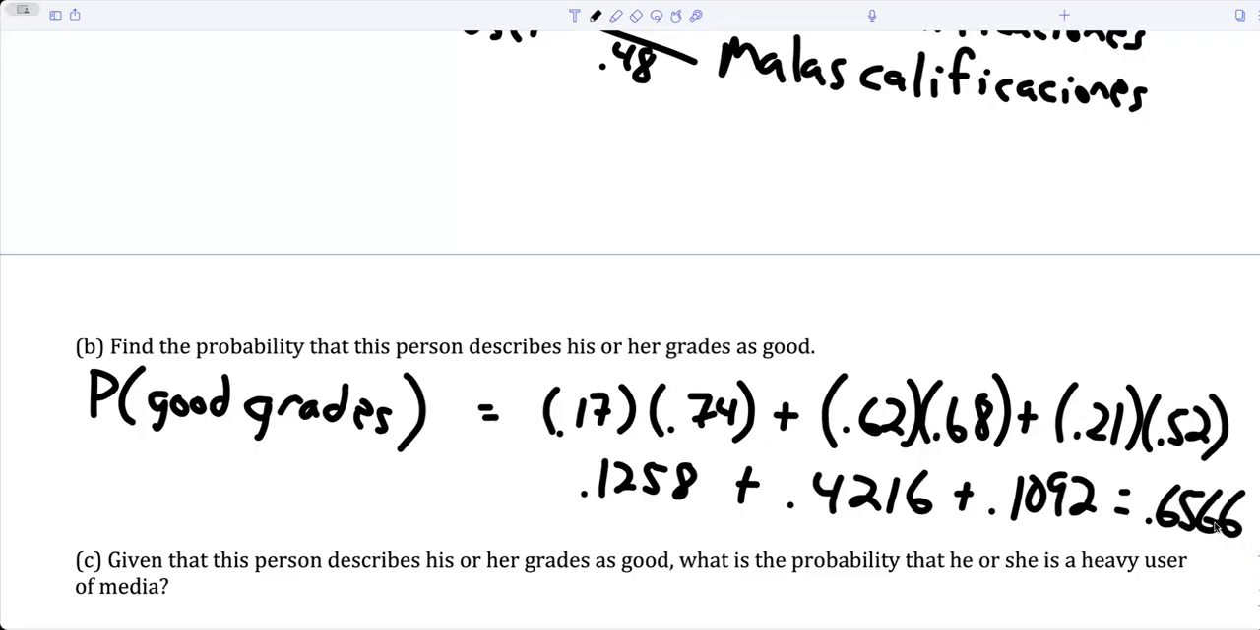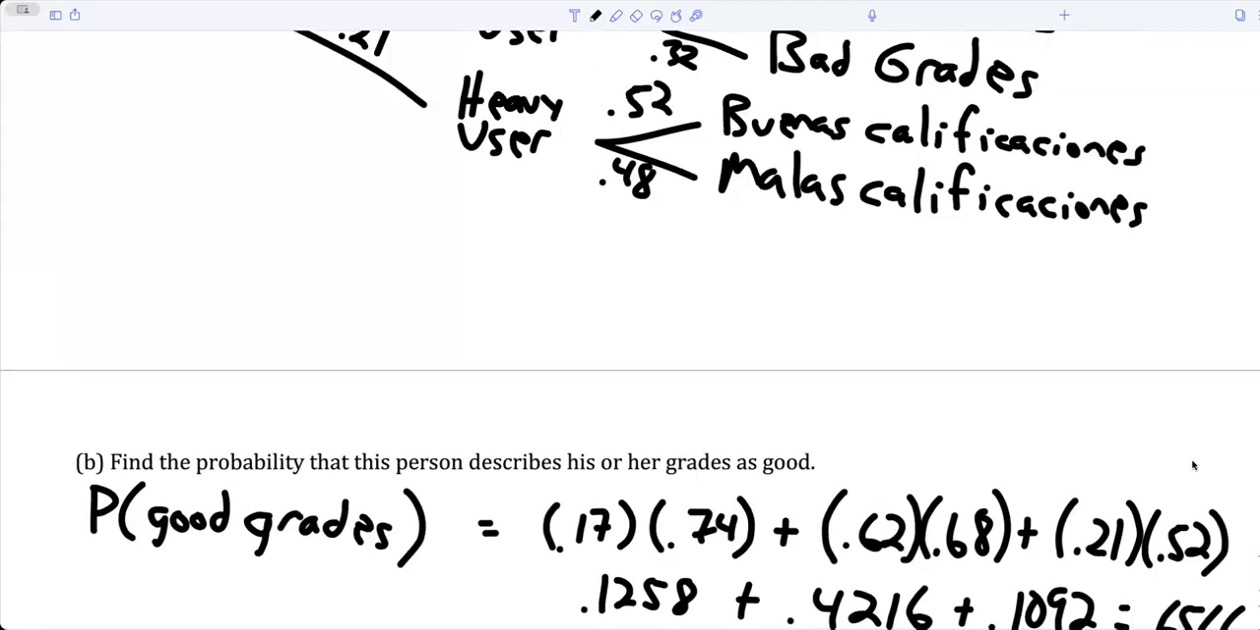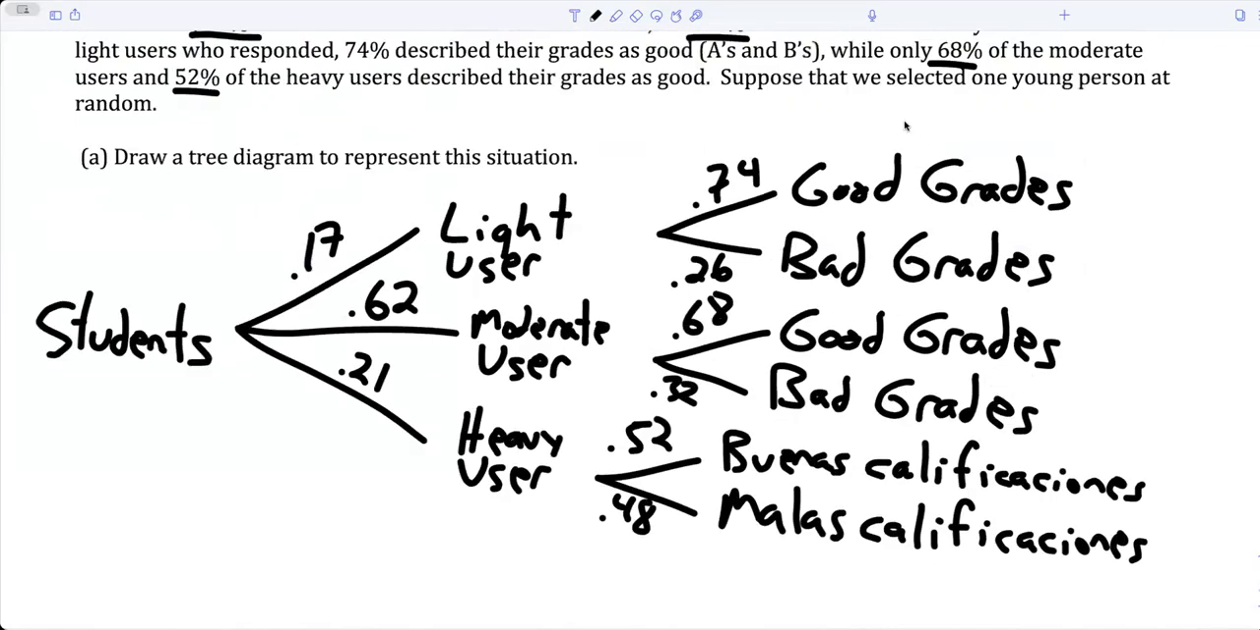Seems a little high to me, but... Why are you multiplying? Okay, because what is the probability that they get good grades given the fact that they are a light user? It's a conditional probability and we follow the general multiplication rule. So we've got to multiply 0.17 times 0.74, and then we do that for each one. And since those outcomes are mutually exclusive, we add those three things together. That makes sense?